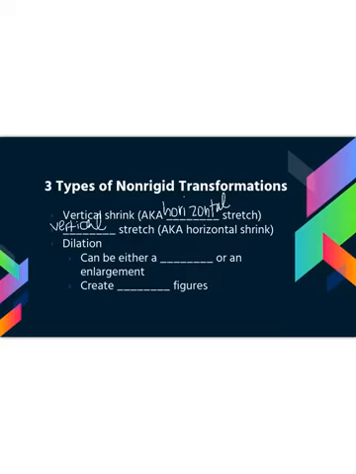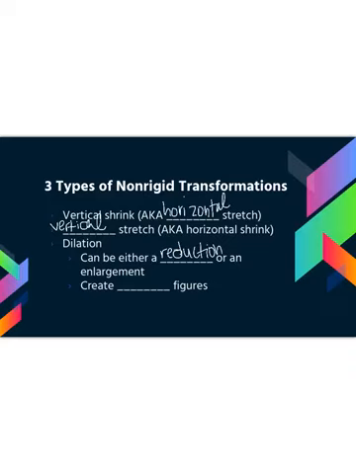You can also see a vertical stretch, which is also known as a horizontal shrink. I think of the vertical stretch as taking the figure on the top and the bottom and pulling it up and down, and so it's getting skinnier or taller. The final type of non-rigid transformation is a dilation, and these are pretty special. It can either be a reduction or an enlargement.